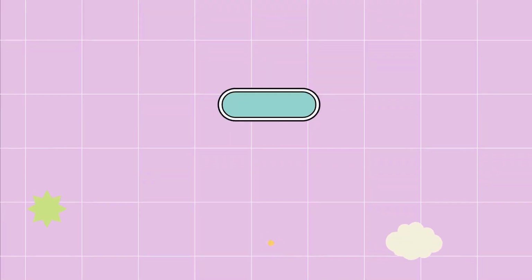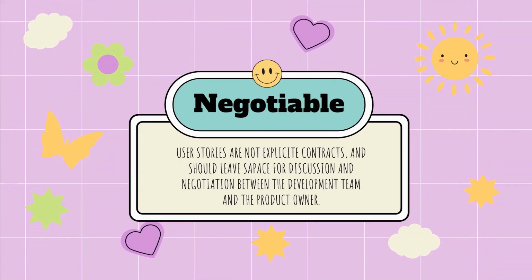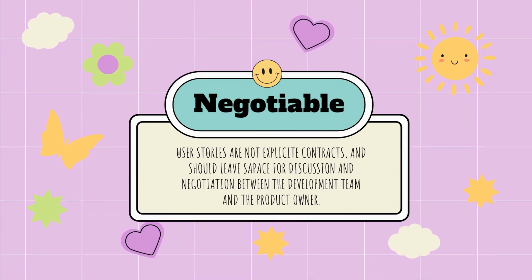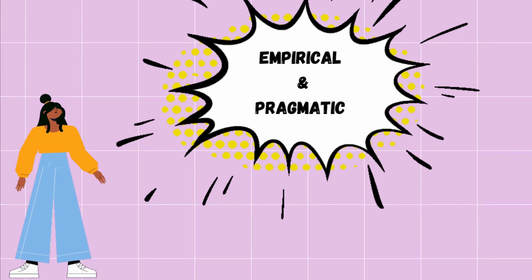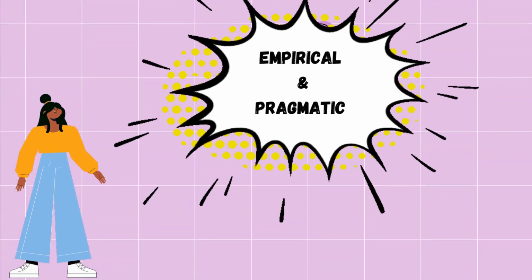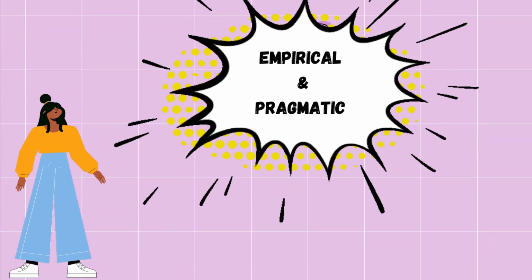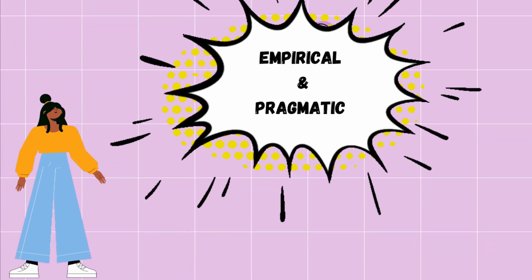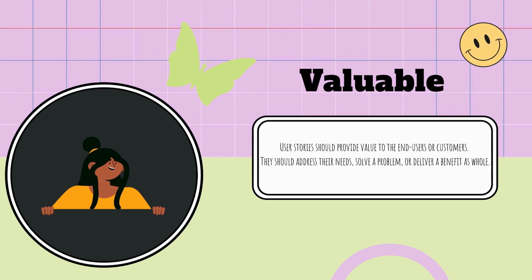Negotiable. User stories are not explicit contracts and should leave space for discussion and negotiation between the development team and the product owner. Given that Scrum is an empirical and pragmatic methodology, facts and concepts are subject to constant change. As such, user stories must undergo grooming sessions during which the team will address many aspects and negotiate the optimal result.